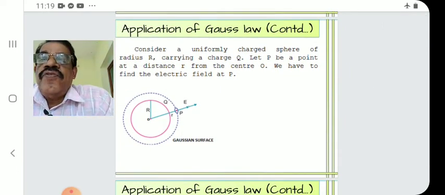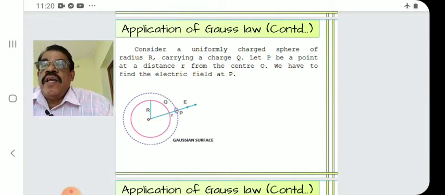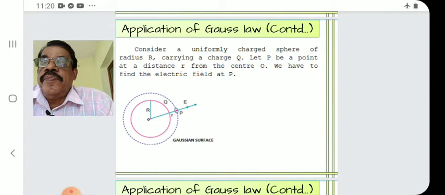Consider a uniformly charged sphere of radius r carrying a charge q. Let P be a point at a distance r from the center O. We have to find the electric field at P.